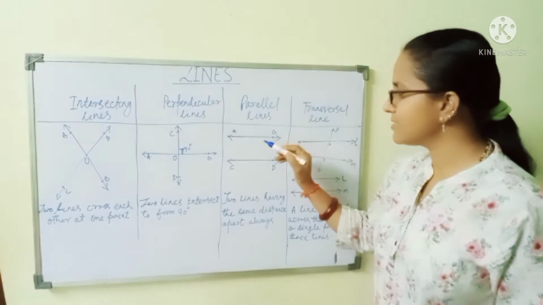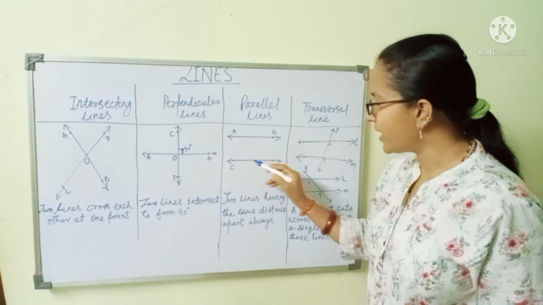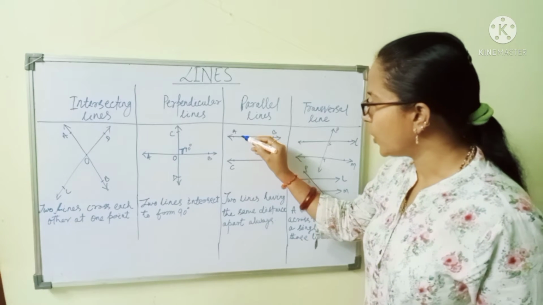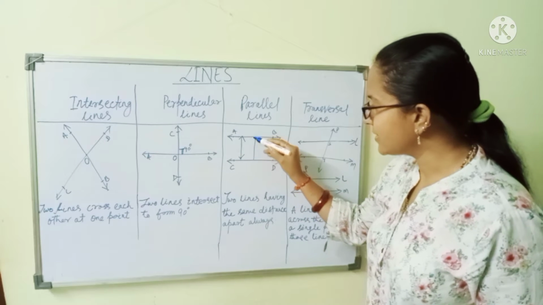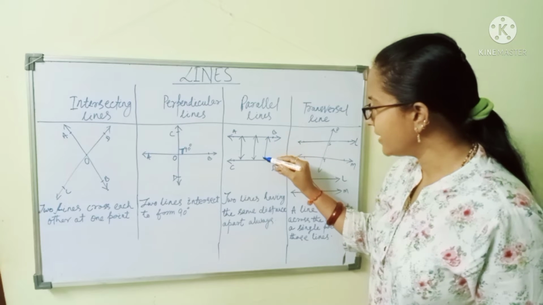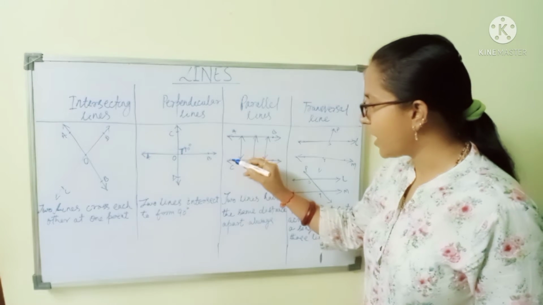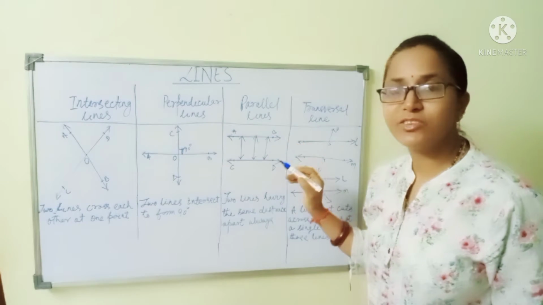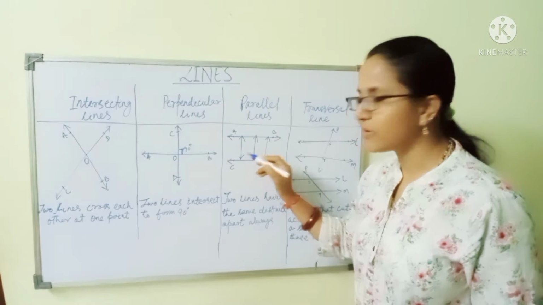And the parallel lines: AB and CD, the two parallel lines, always have the same distance apart, the same distance throughout their lines. This is the perpendicular distance. I am not drawing slanting lines. If you draw slanting lines, you will see that is not the distance. Distance is always measured perpendicularly.